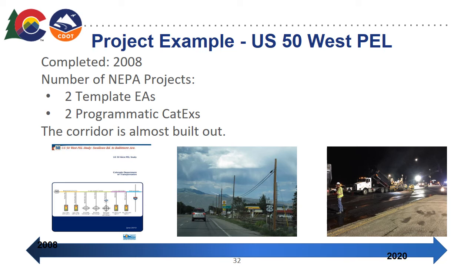The corridor is about 75% built out as envisioned by the PEL's implementation plan. This project is a great example of how the momentum from a PEL can lead to funding and construction of parts of the PEL implementation plan.